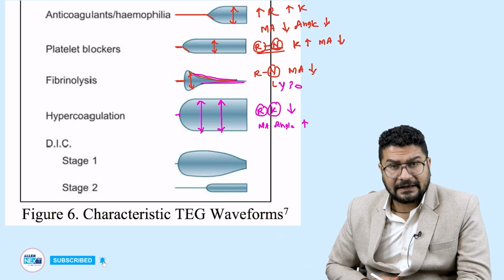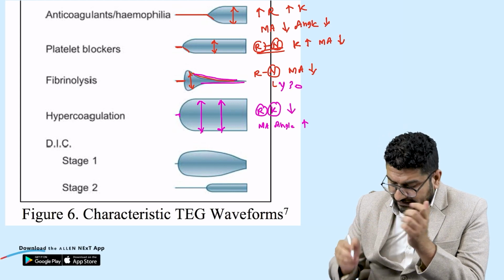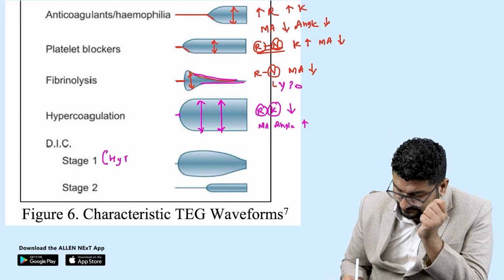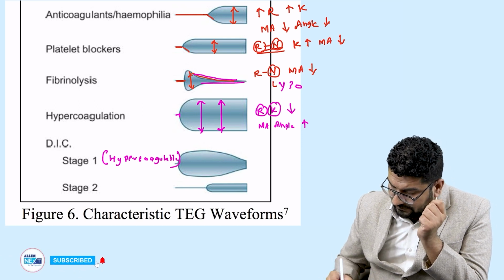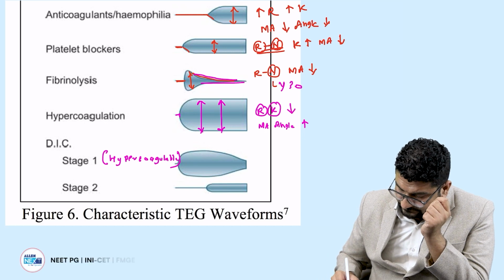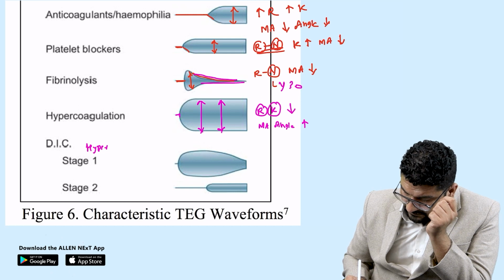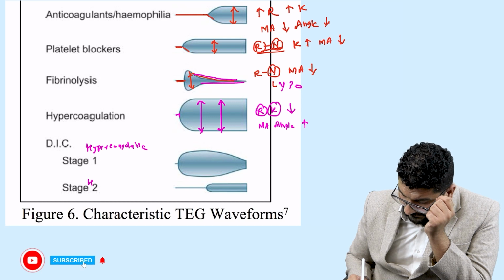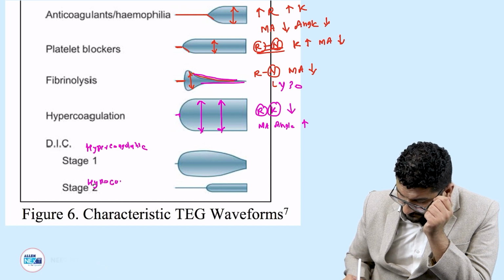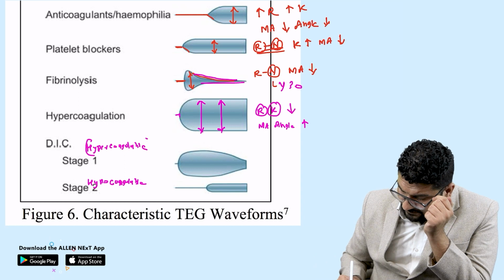Now last is DIC. So DIC में basically like there are two stages. So initially what we get, stage 1. Stage 1 is more often hypercoagulable state. In stage 1 you will notice like, let me write it here, hypercoagulable state होती है stage 1. And stage 2 is something called hypocoagulable state. So अगर आप देखोगे like stage 1 is hypercoagulable, stage 2 is hypocoagulable.